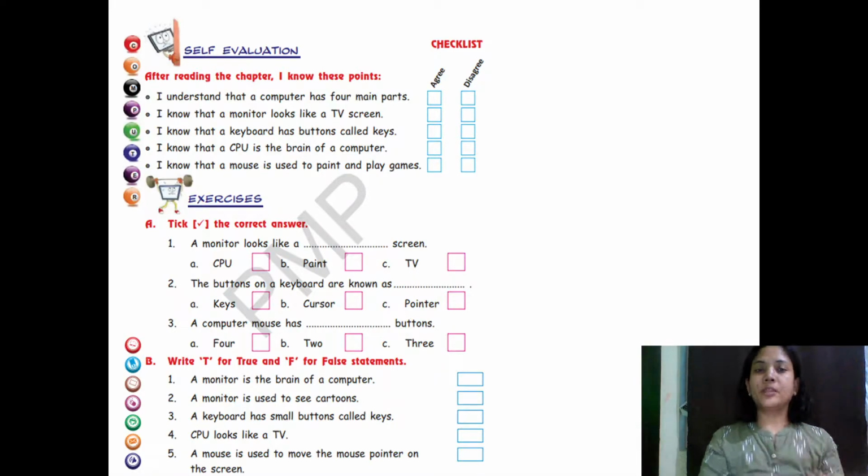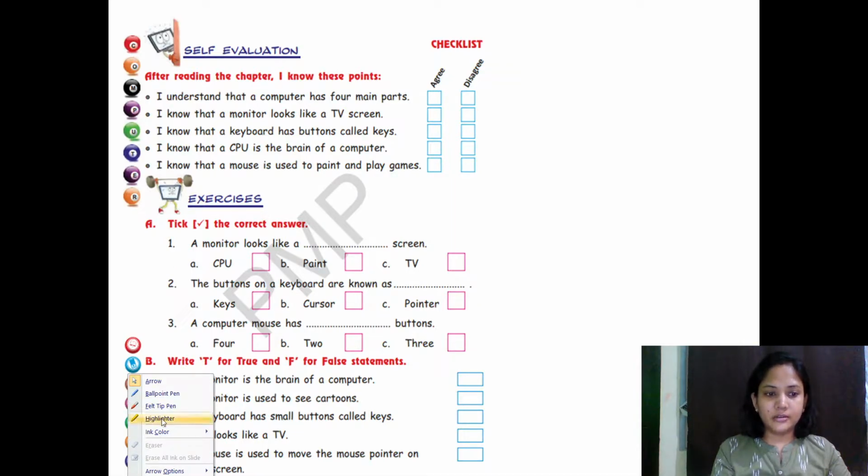Okay? Now children, today we will do the book exercise. So you will open page number 16 and you will do the book exercise with me. So are you ready? Okay. Now children, just a second. Let me just take pencil, pen.